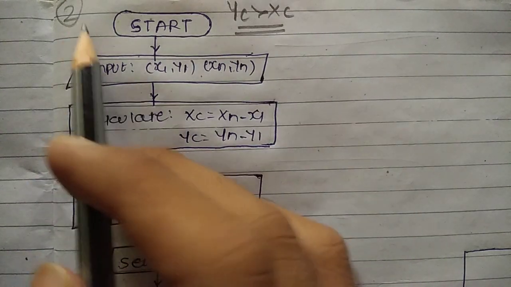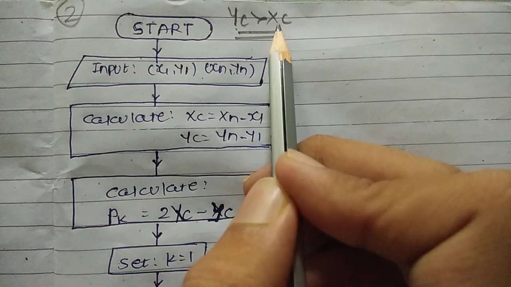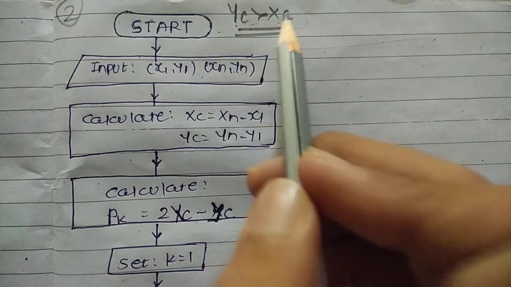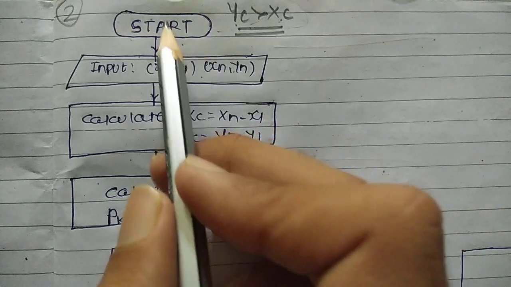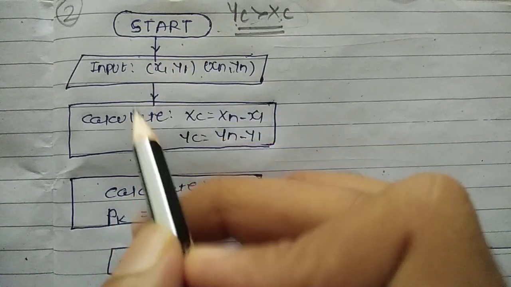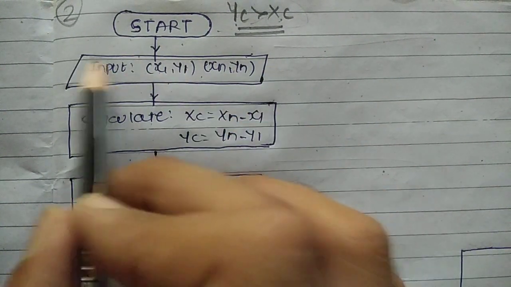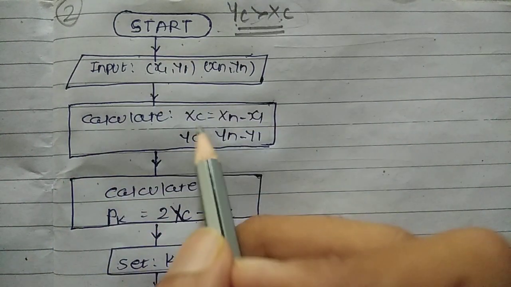Now the second condition, where yc, the difference between the y coordinates, is larger than xc, the difference between the x coordinates: yc greater than xc. So first we need to start the algorithm, and then we need to draw, as usual, the symbols like the rectangular form or the cross rectangular form, like that in our exam.